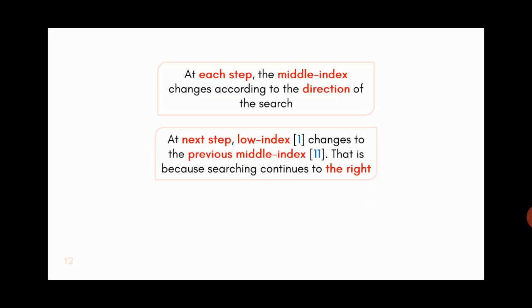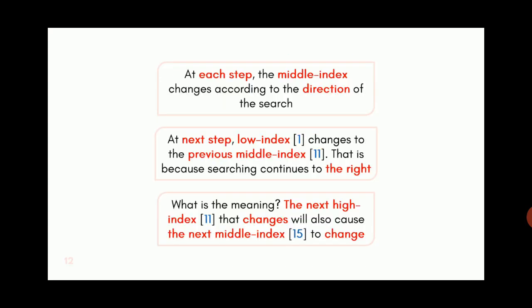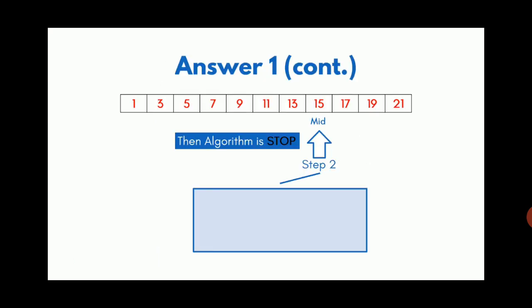That is right. Then at the next step, the lower index changes to the previous middle index. That means he goes to index 6, where the value is 11, because the search continues from middle to high. Okay, it is right. And what is the meaning? The high index is 11, and this change will also cause the middle index to be changed. That means we have to find between 6 and 11.